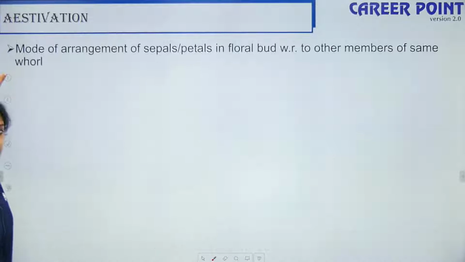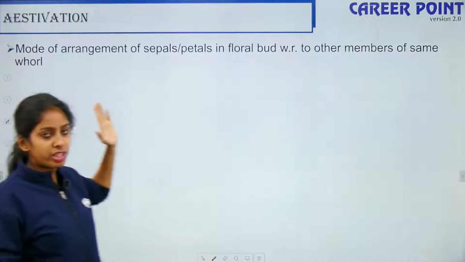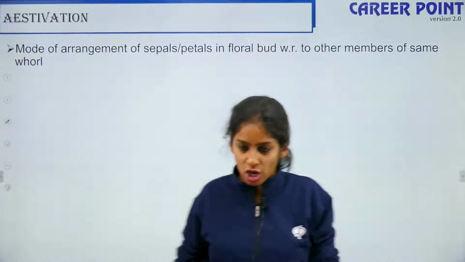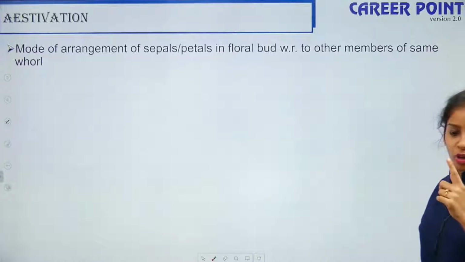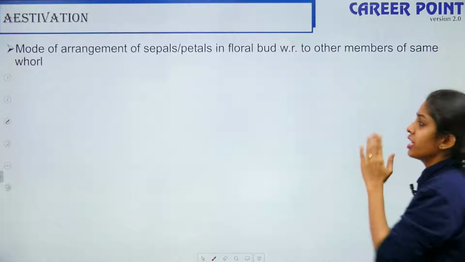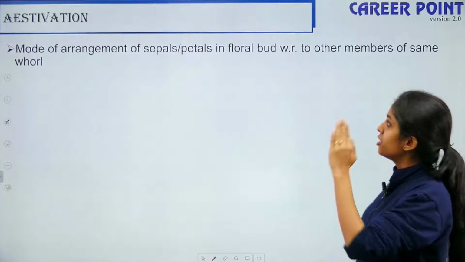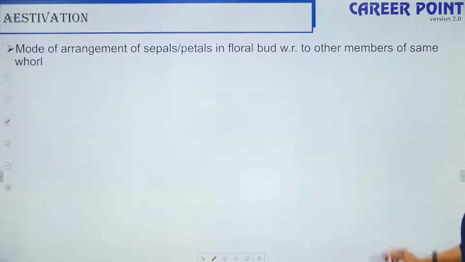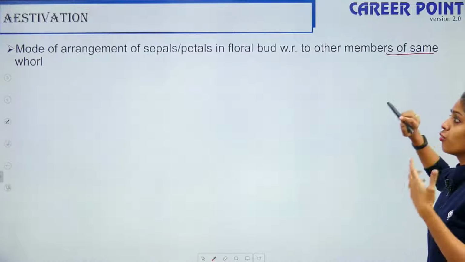So the next topic is aestivation. We'll talk about aestivation and then I will stop. I know it's too saturating for you because inflorescence was itself a heavy dose. Okay, so aestivation is the mode of arrangement of sepals or petals in a floral bud with respect to the other members of the same whorl.